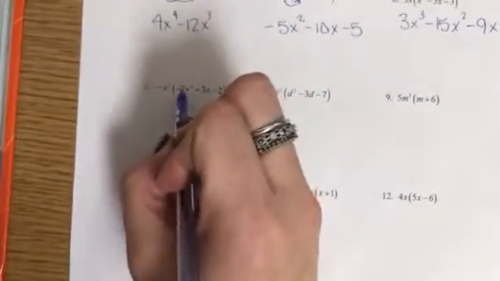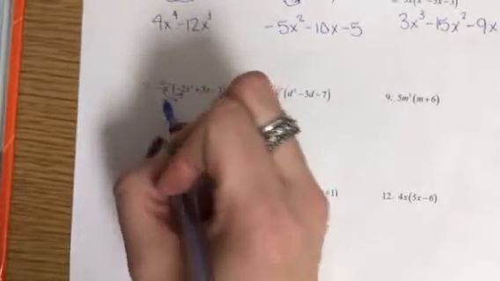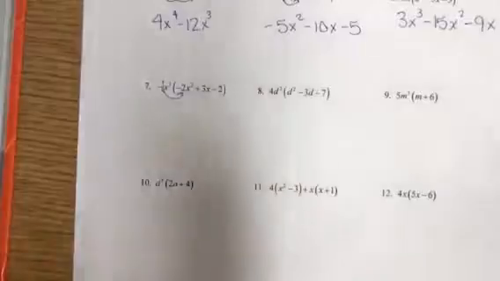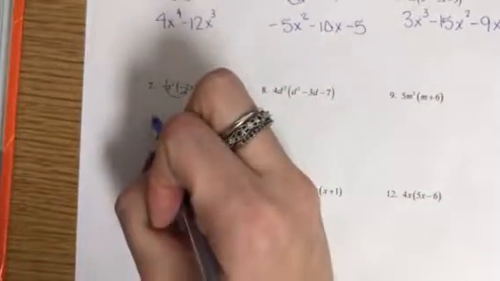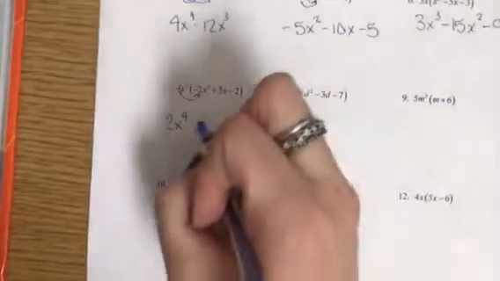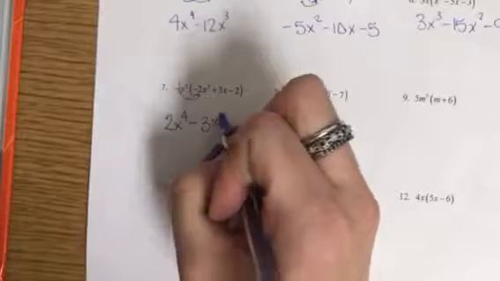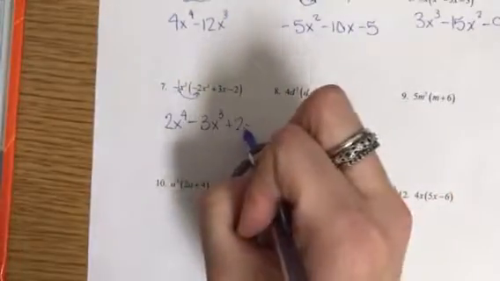7, we don't have coefficients to multiply, but we do have exponents to add as we distribute here, okay? And we do have this negative 1, so we're changing the sign as we go. So a negative and a negative 2 give us a positive 2x to the 4th minus 3x to the 3rd plus 2x squared.